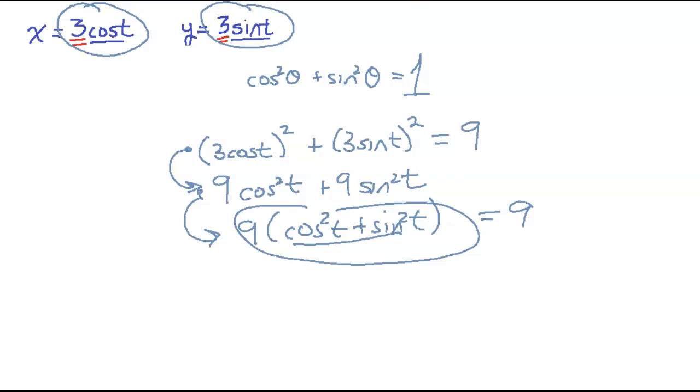Now, how does that help us figure out how to write this in terms of x and y? Well, 3 cosine t is the same thing as x, so I can replace this with an x. And 3 sine t is the same thing as y, I can replace that with a y. And it ends up being x squared plus y squared equals 9, which you might recognize as the equation of a circle centered at the origin whose radius is 3. Then again, you might not recognize it as that.